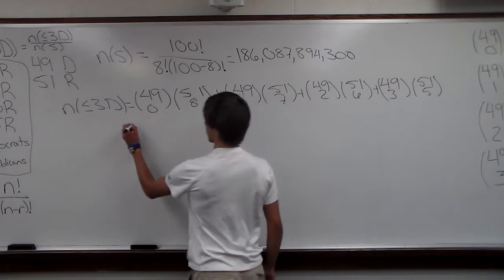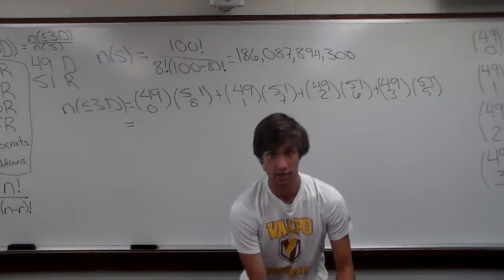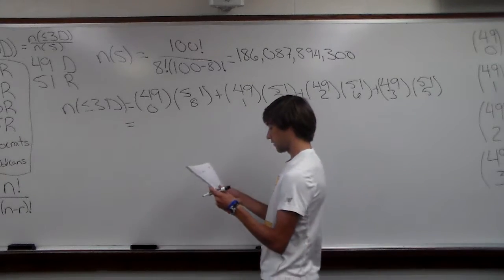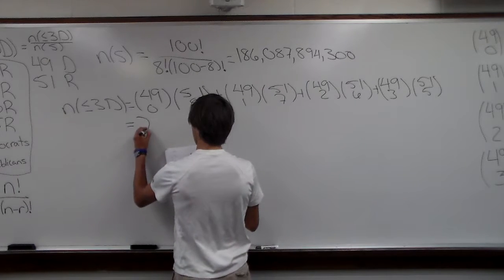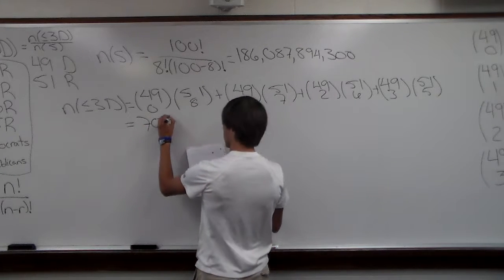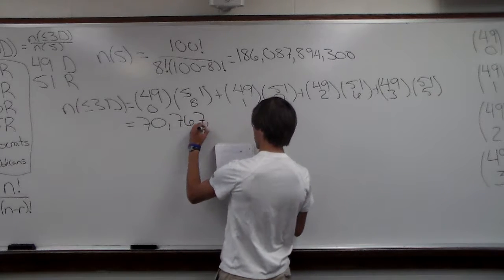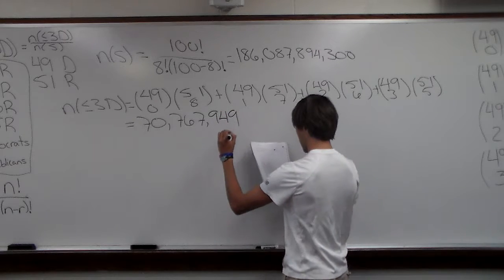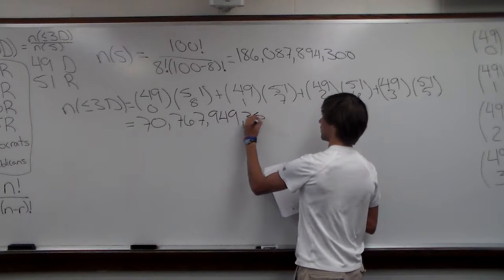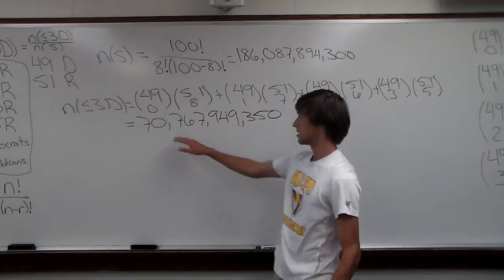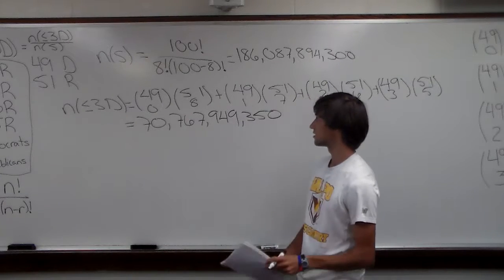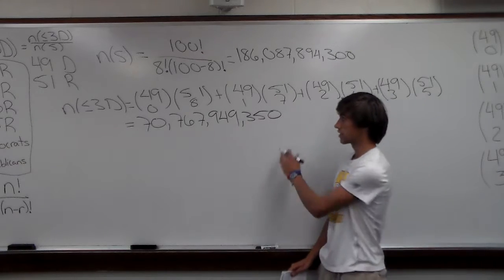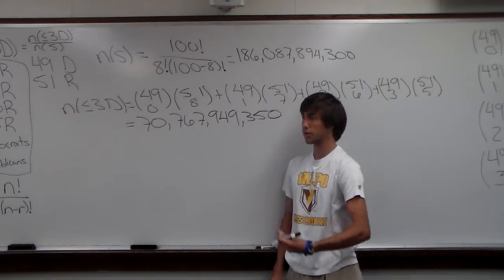If we take this calculation and plug in the values from earlier, our final answer for this would be 70,767,949,350. So that's the number of possible ways to choose at most 3 Democrats.